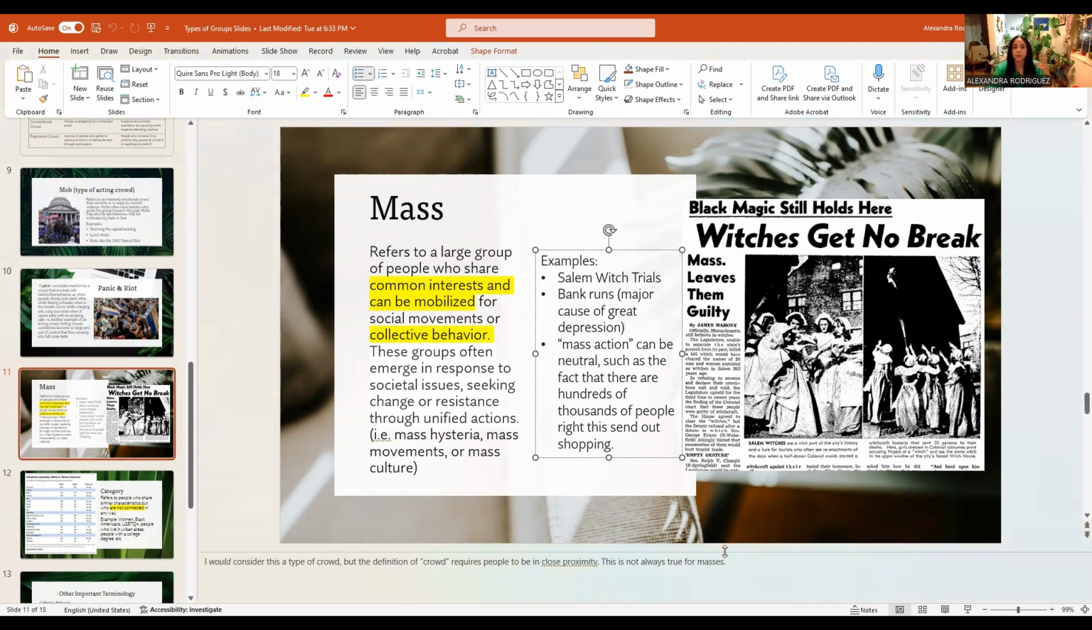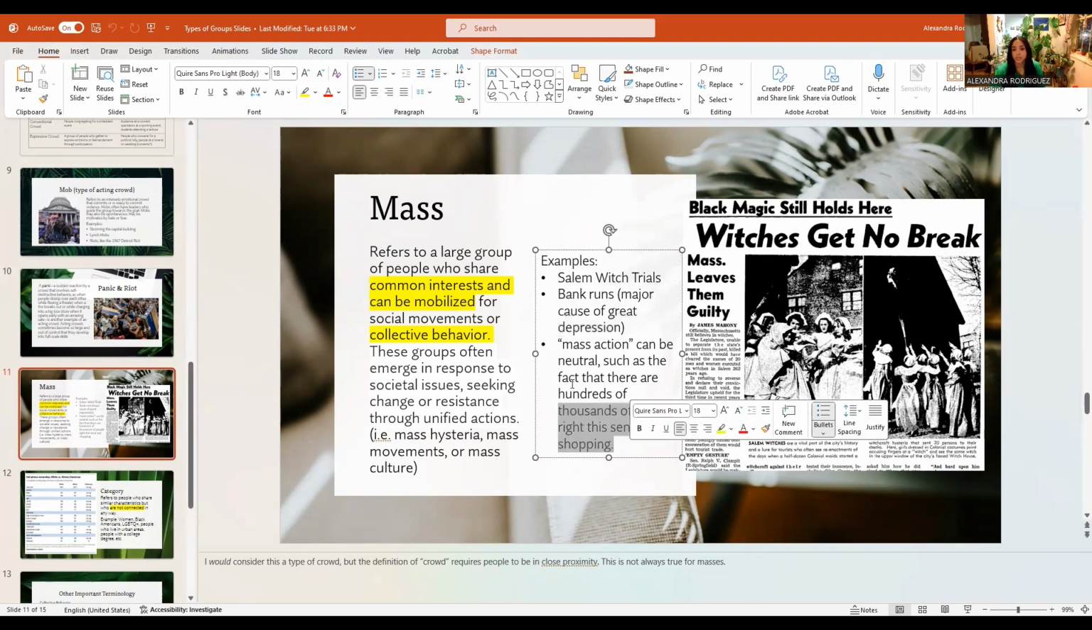But I think this is interesting because I was wondering, okay, would a mass be a type of crowd? But crowd, particularly in the definition, requires close proximity. So these examples, the Salem witch trials, were in close proximity and would still be referred to as mass hysteria. Bank runs, on the other hand, these people were not in close proximity. This is people all over the country withdrawing their money from the bank because there was panic, right? They were all over the country.